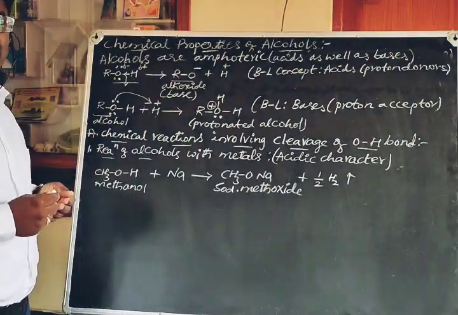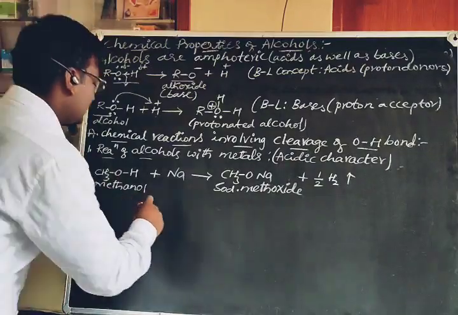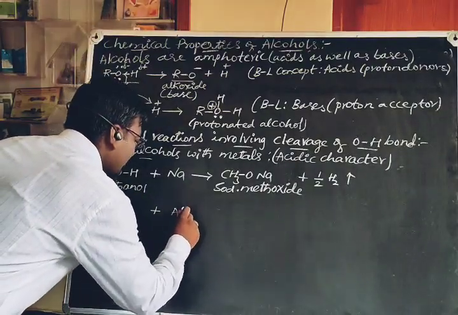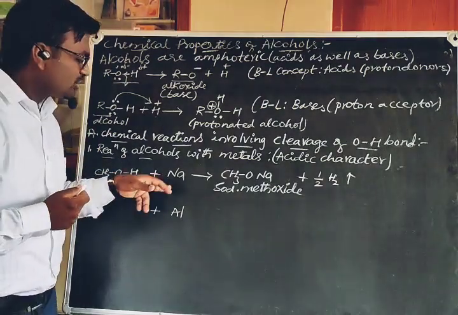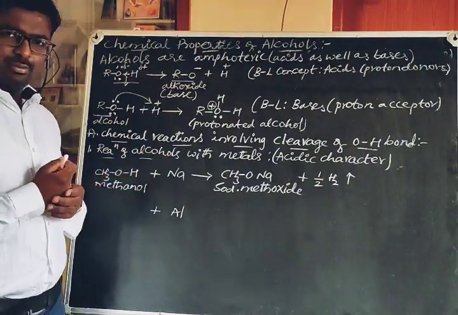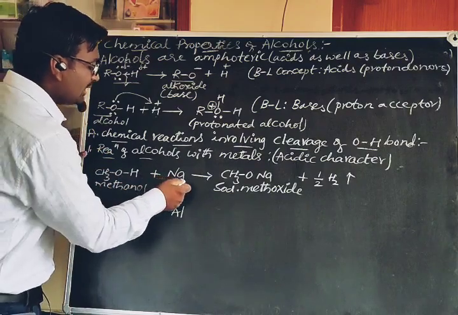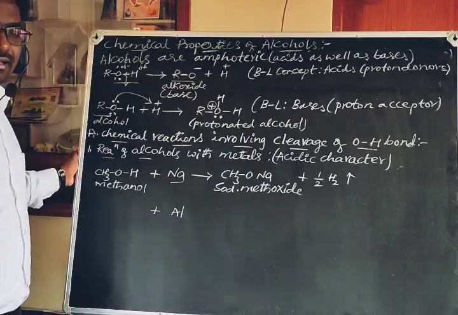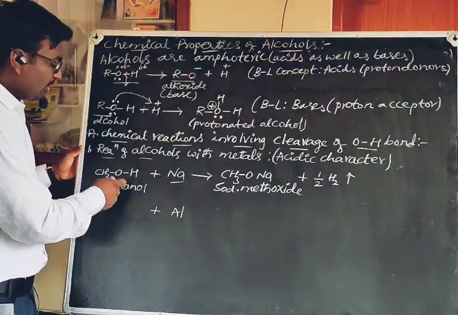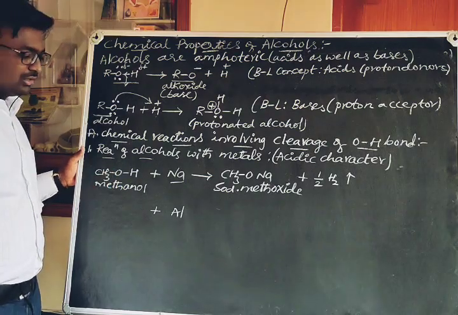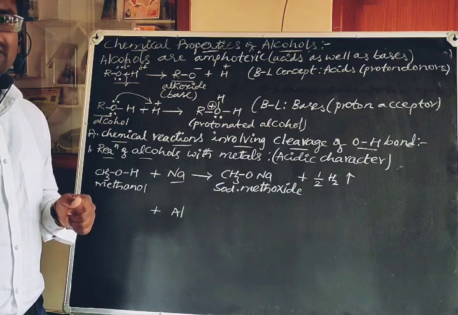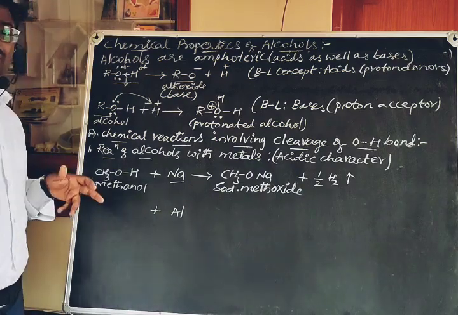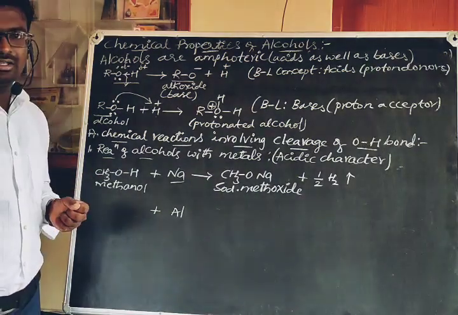Similarly, let's consider some other active metals, for example aluminium. What is the difference between sodium and aluminium? Both are active metals, but sodium is monovalent. It reacts with 1 mole of CH3OH, while aluminium is trivalent. For that you need to take 3 moles of alcohol.